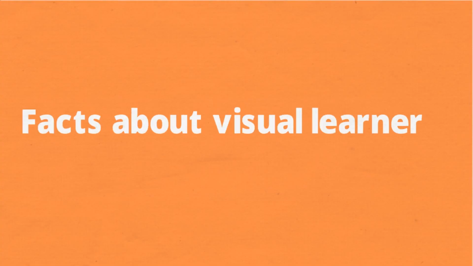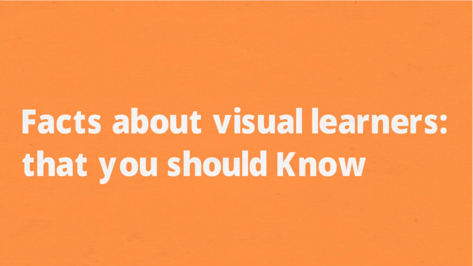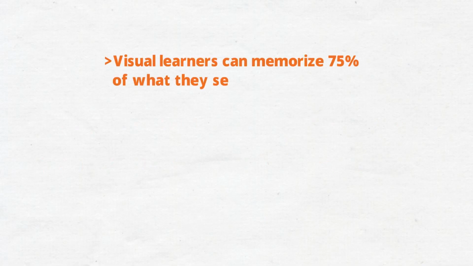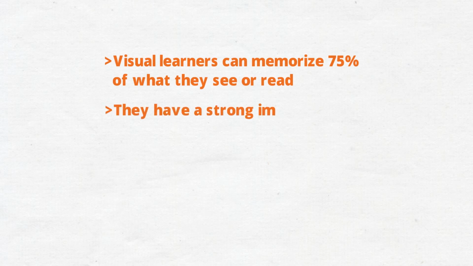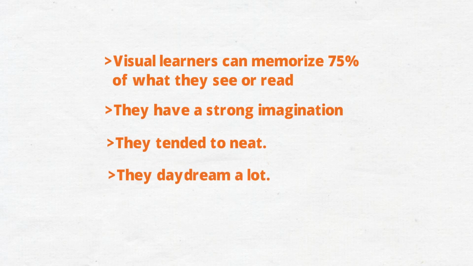The fun facts about visual learners that you should know if you are a visual learner. Visual learners can memorize 75% of what they see or read. They have a strong imagination. They also daydream a lot and they have high creativity.